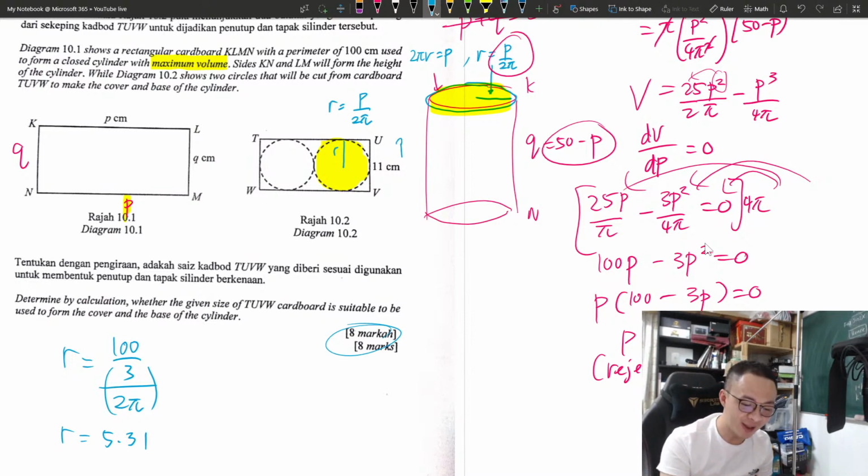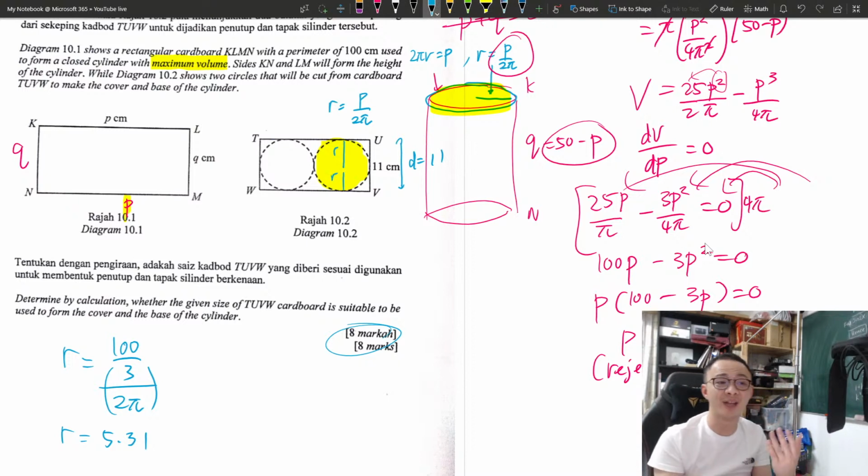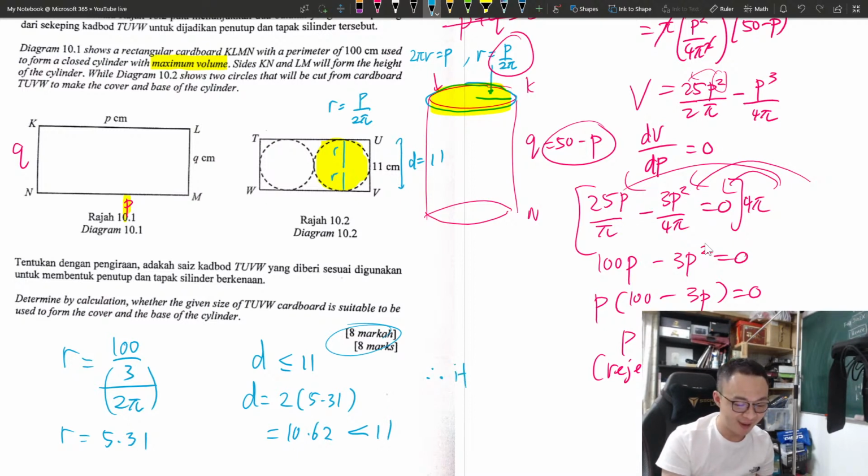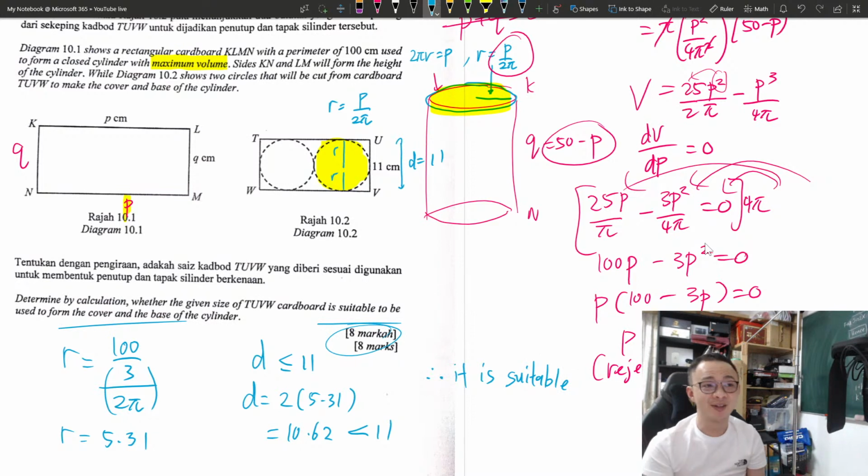Because here they tell you the diameter is 11. So the diameter, which is double of r, must be less than or equal to 11. From my calculation, my diameter is double of the r, isn't it? So 5.31 times 2, I actually get 10.62, which is less than 11. Therefore, it is suitable to be used to form the cover and the base of the cylinder. Okay, you get the idea?